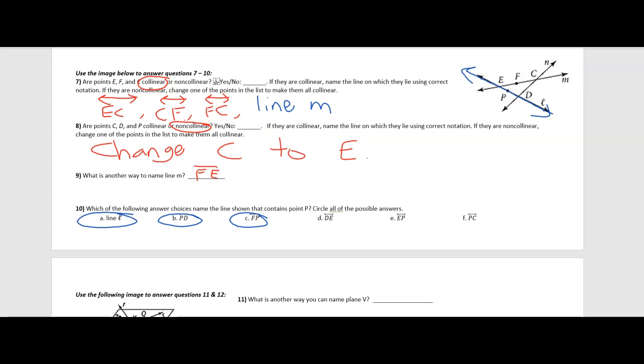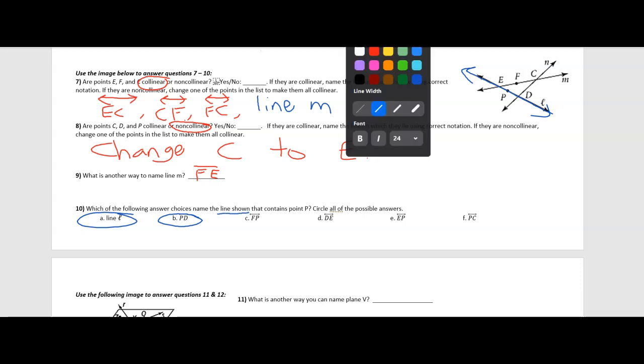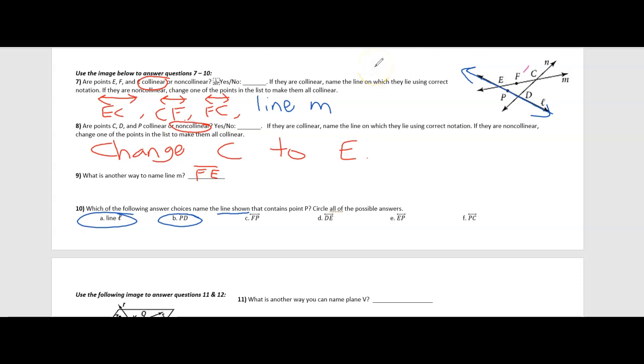Oh, you know what? Let's go back. It does say, so FP would be a line that contains P, but I did word the question in a way that says name the line shown. So FP, while it is a line, because we can draw a line through those 2 points, it's not an actual line in the diagram. So we could skip that.